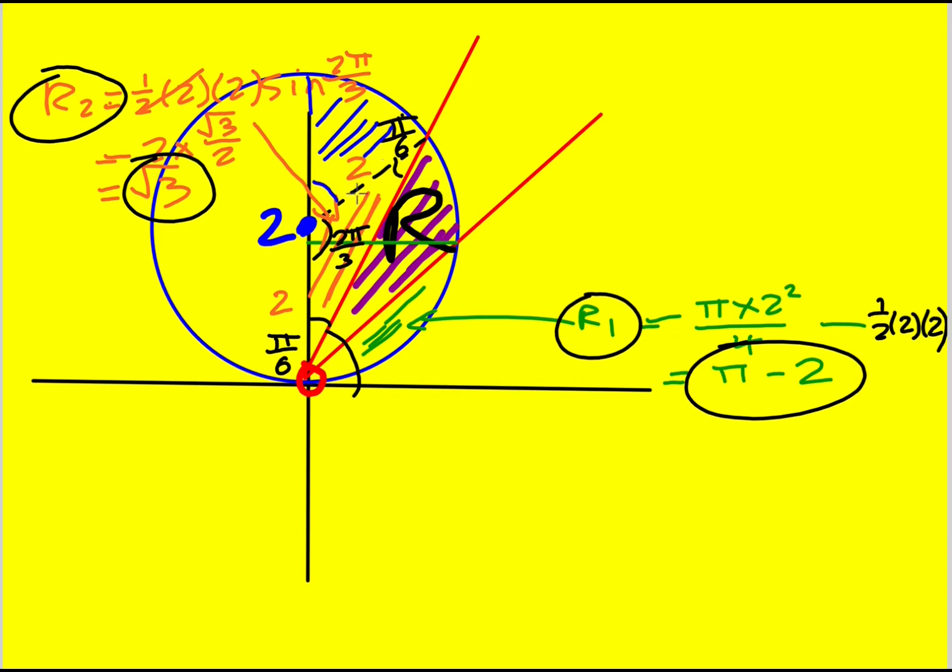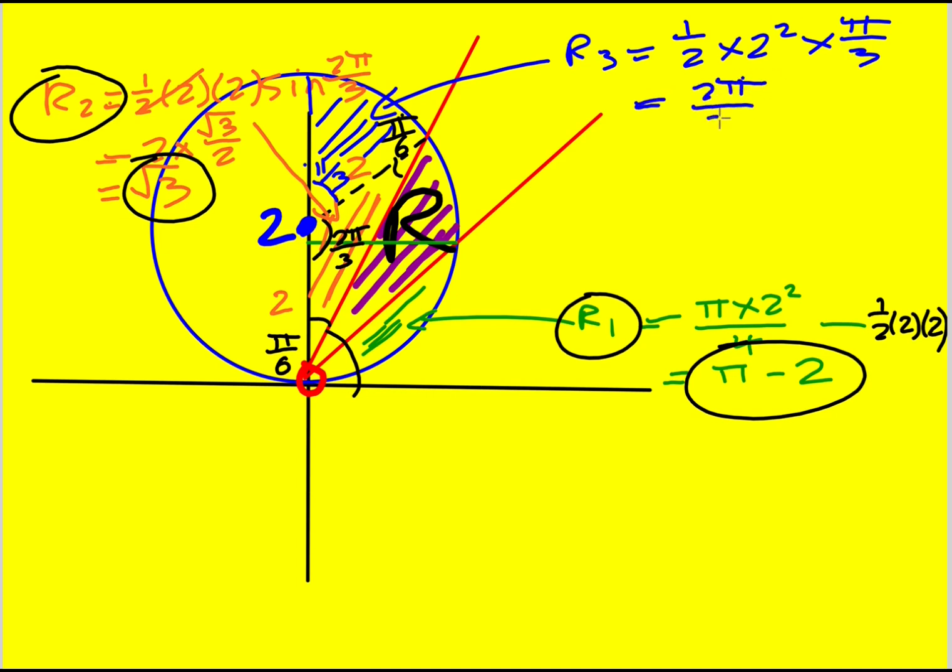But actually, this sector is really easy to find because this angle is going to be pi over 3, because the two must sum to pi, the 2 pi over 3 in this angle. So now I'm finding R3. I'm working in radians, so I just use a half r squared theta, a half times 2 squared times pi over 3. And I'm going to get 2 pi over 3. So all I need now is the semicircle, and that's area, let me call it R4. That's going to be pi r squared over 2. So I get 2 pi.